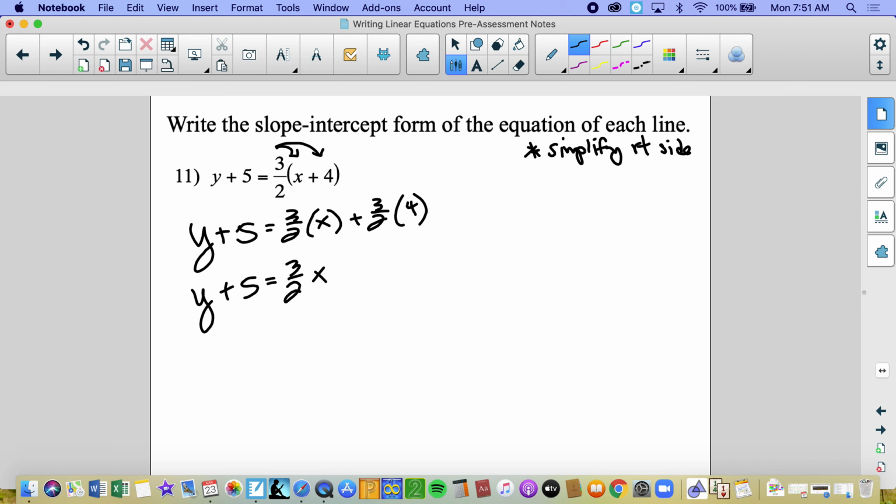3 halves times 4. So that's 4 is in the numerator. The 2 is in the denominator, so we can cross cancel those. And then we have 3 times 2 is 6. And technically 1 times 1 is 1, so you get 6 over 1, which equals 6. Now, we still have to isolate for y. 5 is being added to it, so we're going to subtract 5. And we're going to line that up with like terms. We have the constant, so y equals 3 halves x plus 1.